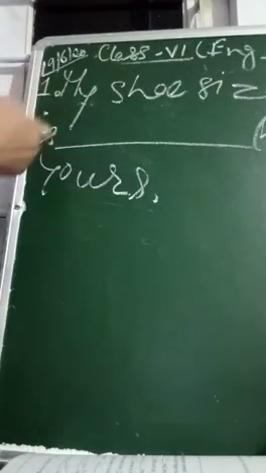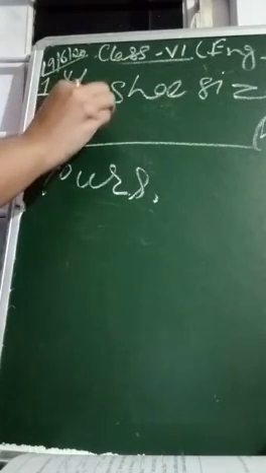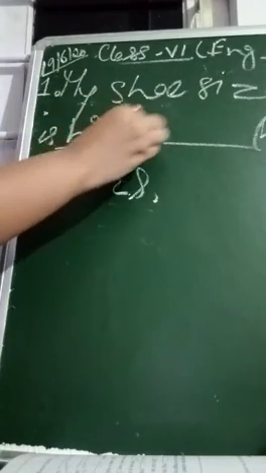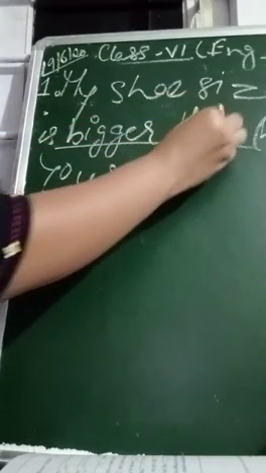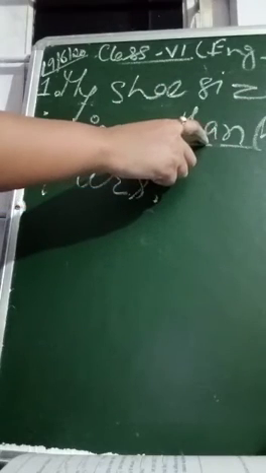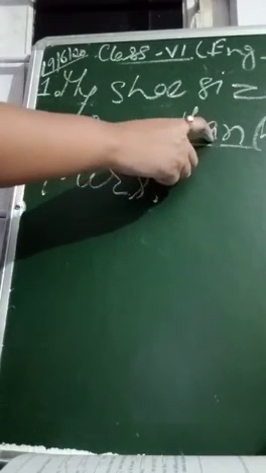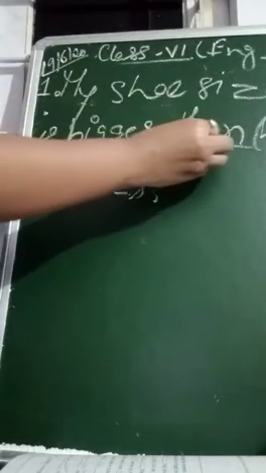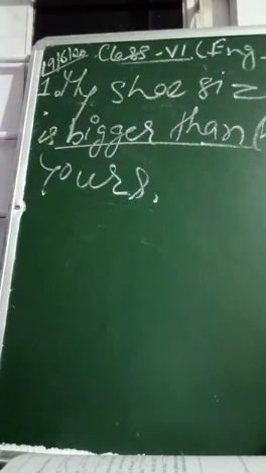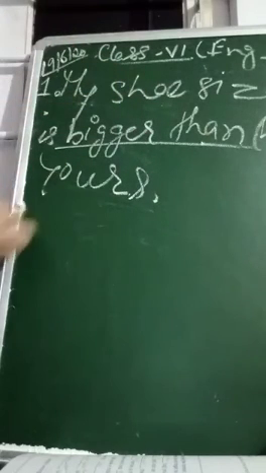My shoe size is bigger than, we have to write than, not T-H-E-N, this is T-H-A-N. When we compare, we write T-H-A-N, okay? There is no E. Do not make a mistake. If you write T-H-E-N, then I will cut the full marks, all right? So it will be bigger than yours, right? So big becomes bigger and we add than and it becomes comparative degree.